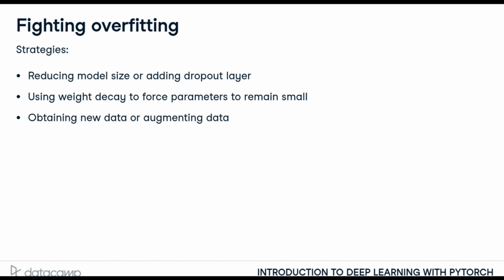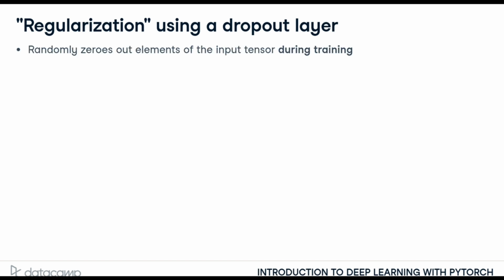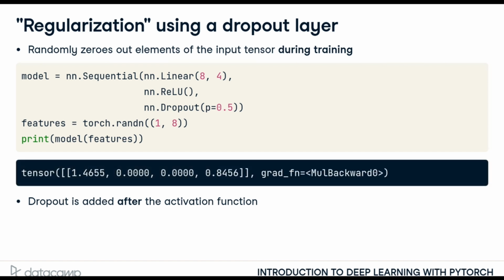Let's explore these strategies. A common way to fight overfitting is to add dropout layers to our neural network. Dropout is a regularization technique which randomly deactivates a fraction of neurons during training, preventing the model from becoming too dependent on specific features. Dropout layers are typically added after activation functions. The p argument determines the probability of a neuron being set to 0. In this example, 50% of the neurons are dropped.